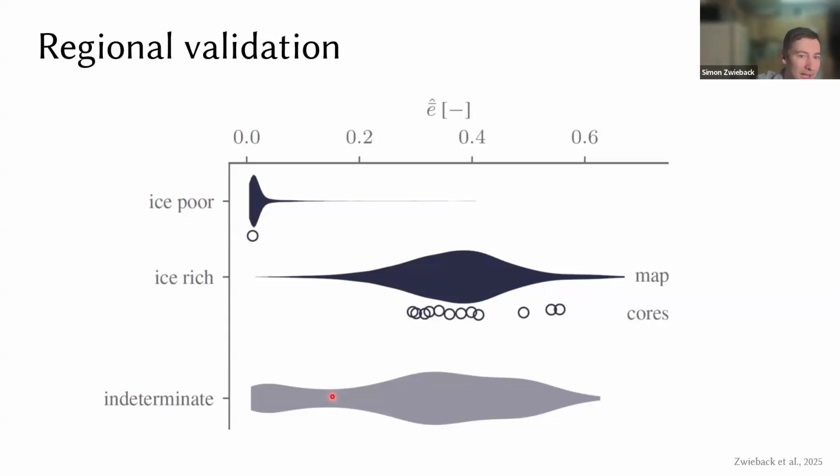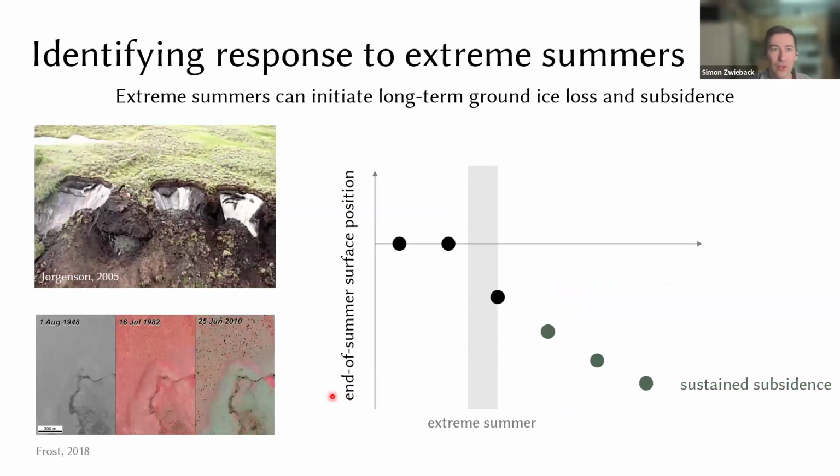So just to summarize this part of the talk, we see that InSAR can give vital information on how much ice there is in the ground. And that is really important because that is what exerts a fundamental control on how these landscapes are expected to change with warming, but also with disturbances such as fire. So what I want to do next is to briefly talk about how we can use this type of method to better understand how these landscapes develop on long timescales.